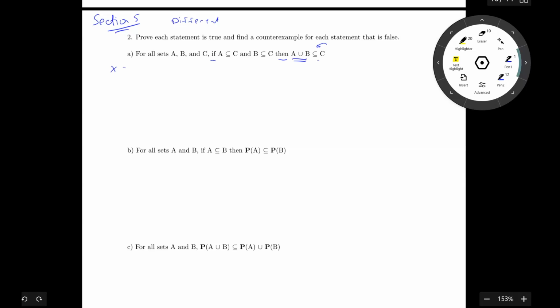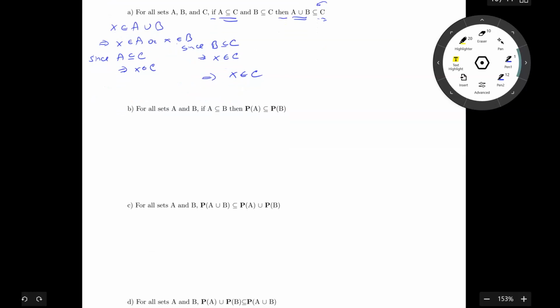So you want to pick an element in A or B. That means X is an element of A or X is an element of B. Now this is where you pull the if in. Make sure you're having a conversation with your reader. Since A is a subset of C, this means X is an element of C. And then since B is a subset of C, this means X is an element of C. So look at that, I get X is an element of C. I got there.